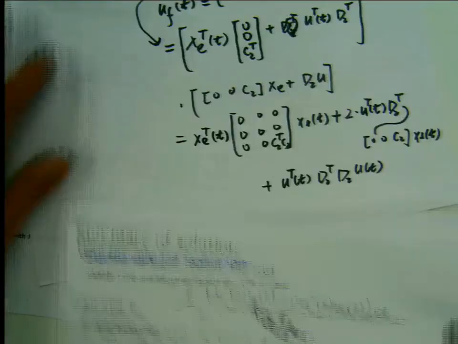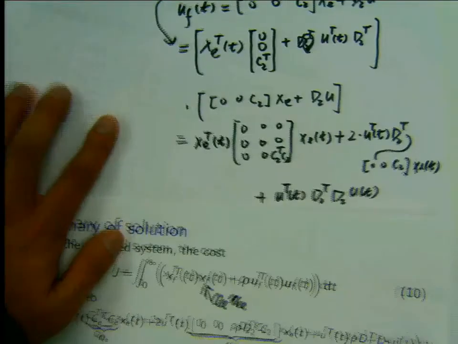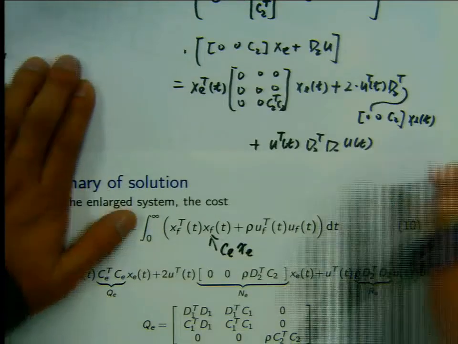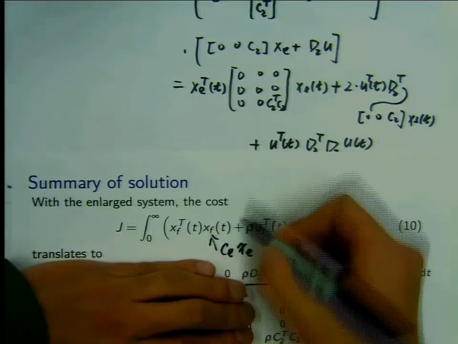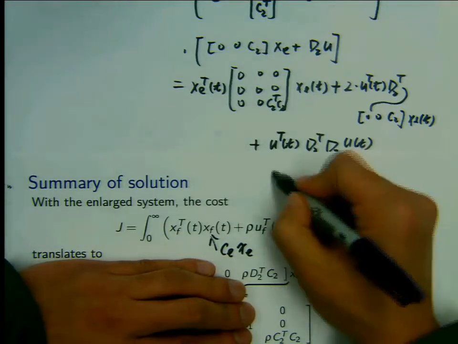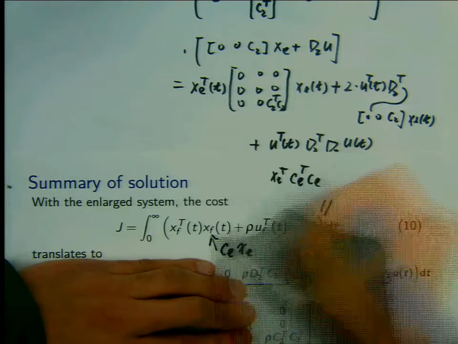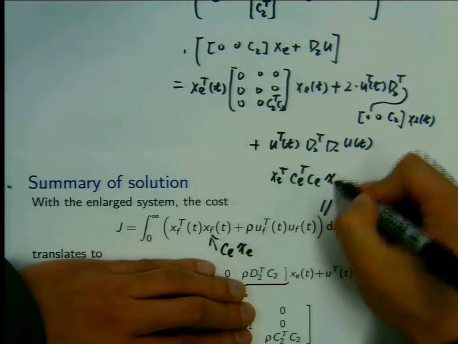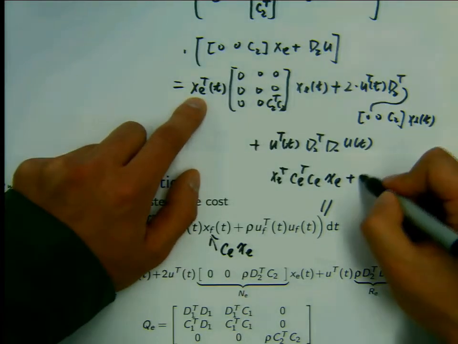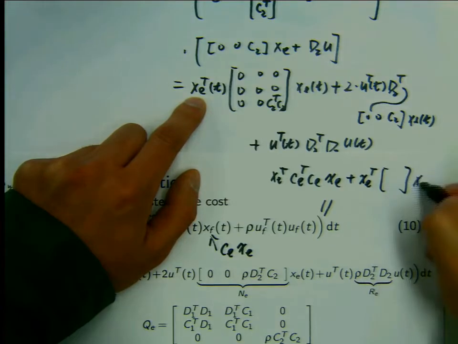With this result, I'm going to get this. Over here, I'm going to have this guy equal to XE transpose CE transpose CE. This is the first term. Plus this second quadratic, XE transpose this matrix here, XE.